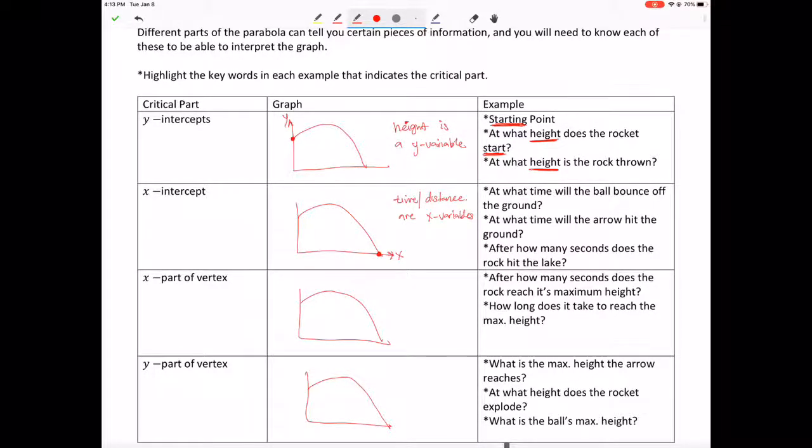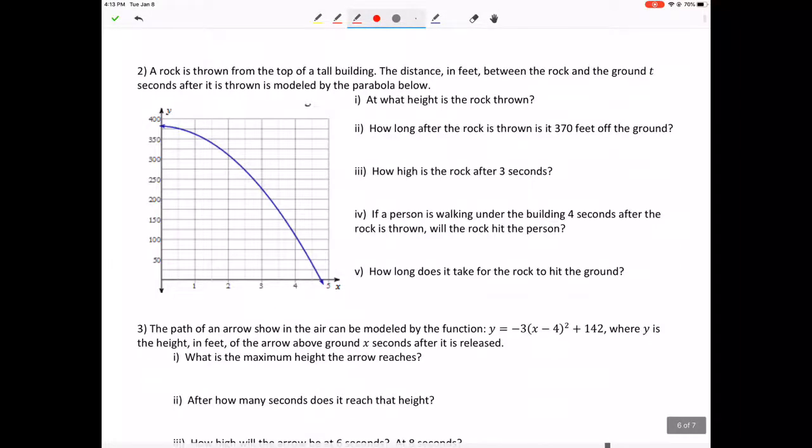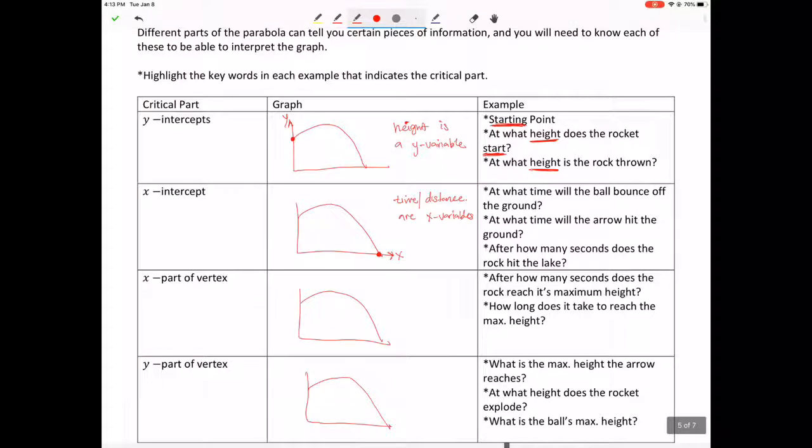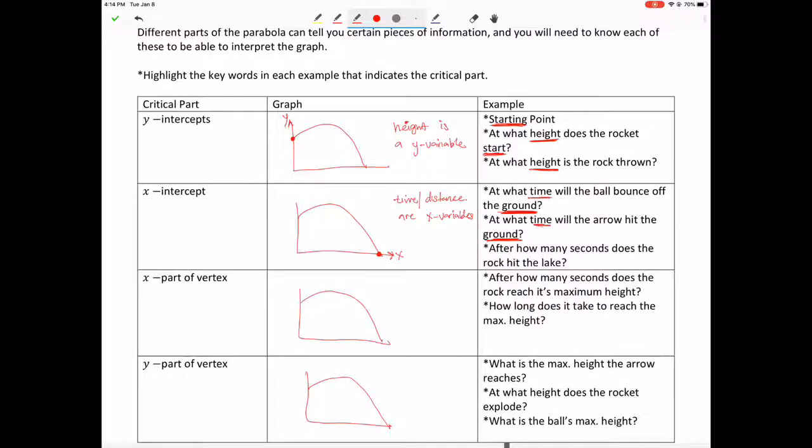Okay, so for example, some of these key words: at what time will the ball bounce off the ground? Okay, so the time when it hits the ground, that would be an x-intercept. At what time will the arrow hit the ground? Okay, what time hits the ground? Okay, that's what we're talking about.